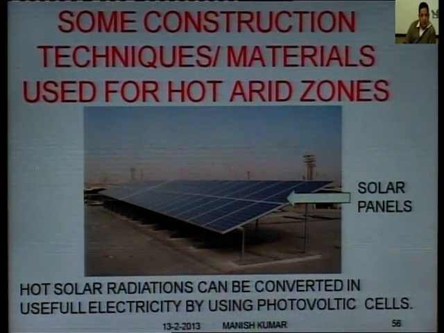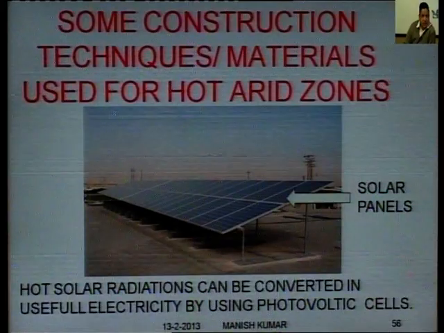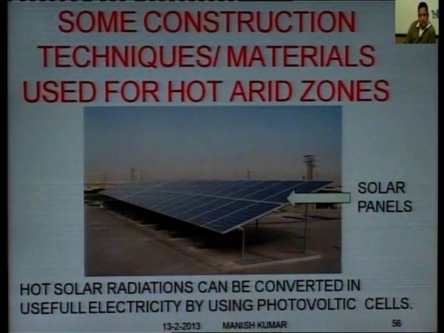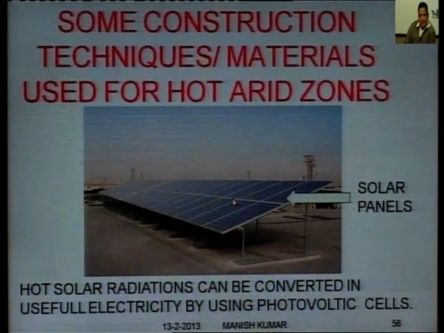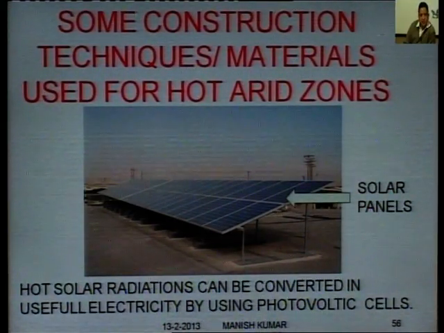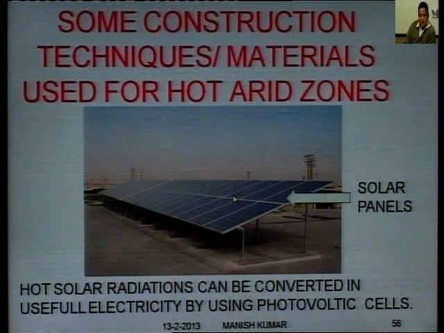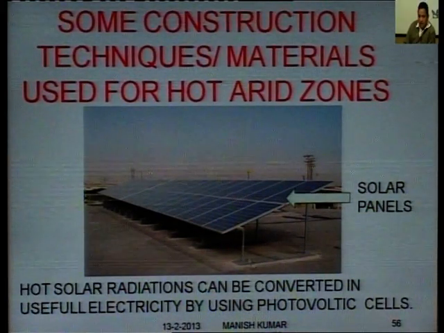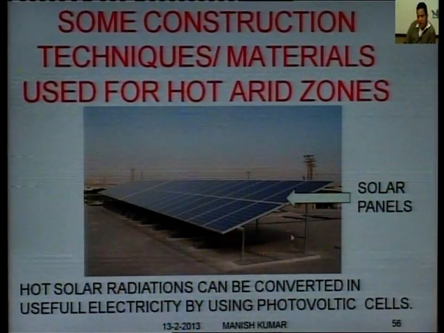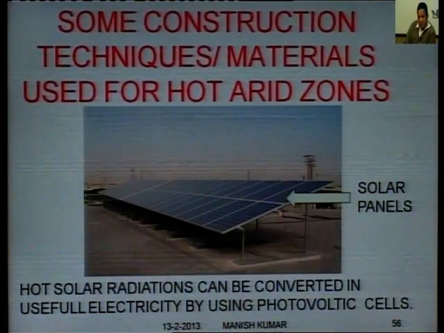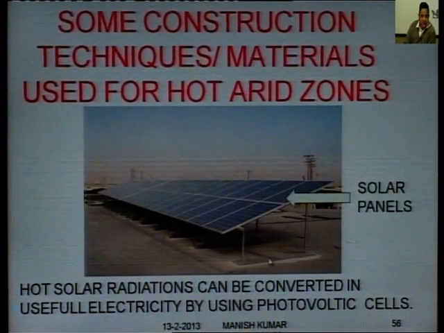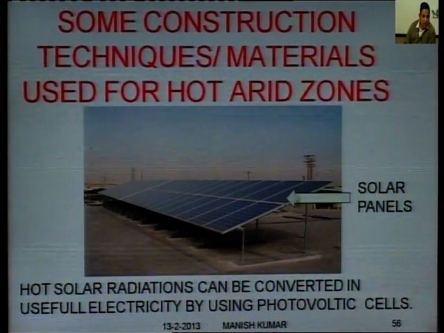Hot solar radiations can be converted into useful electricity by using photovoltaic cells. This is a very good example. All terraces of hot and arid climates can be fitted with these types of panels. These panels will act in 2 ways. One, they will absorb all the solar heat and radiations and convert those into electricity, and these panels will also shade this terrace. So here we can see this is a gap between roof and panel. So this surface or this terrace will be under continuous shade of these panels.